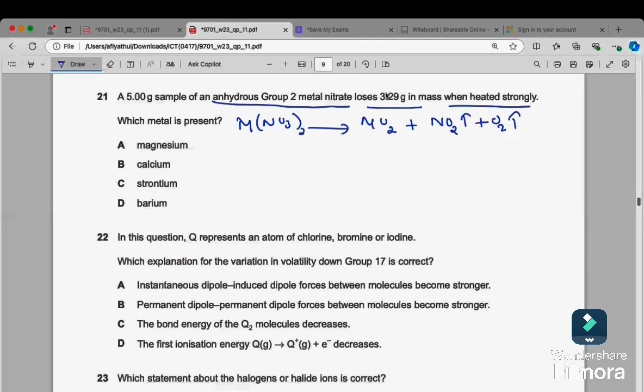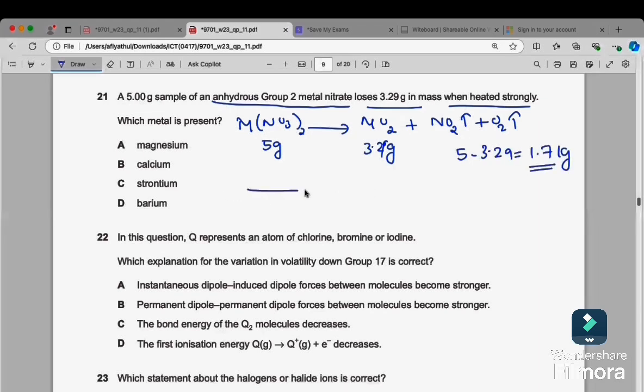They just give away. Now they said 5-gram sample. So this is 5 gram. And the group 2 metal nitrate loses 3.29 gram in mass when heated. So this is the metal oxide. It will lose this many grams. Therefore, from the 5, if I minus 3.29 gram, I'm going to get 1.71 gram.